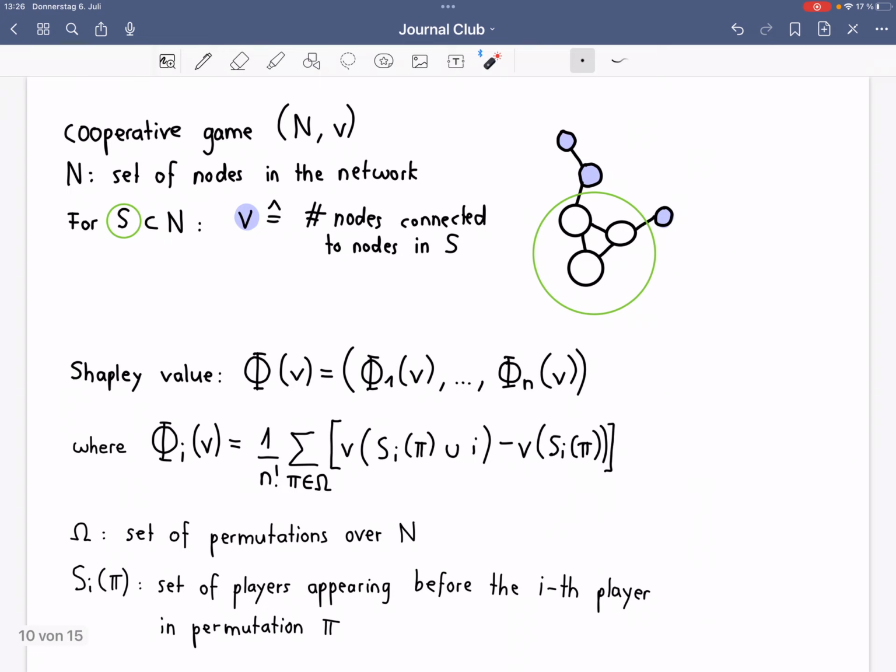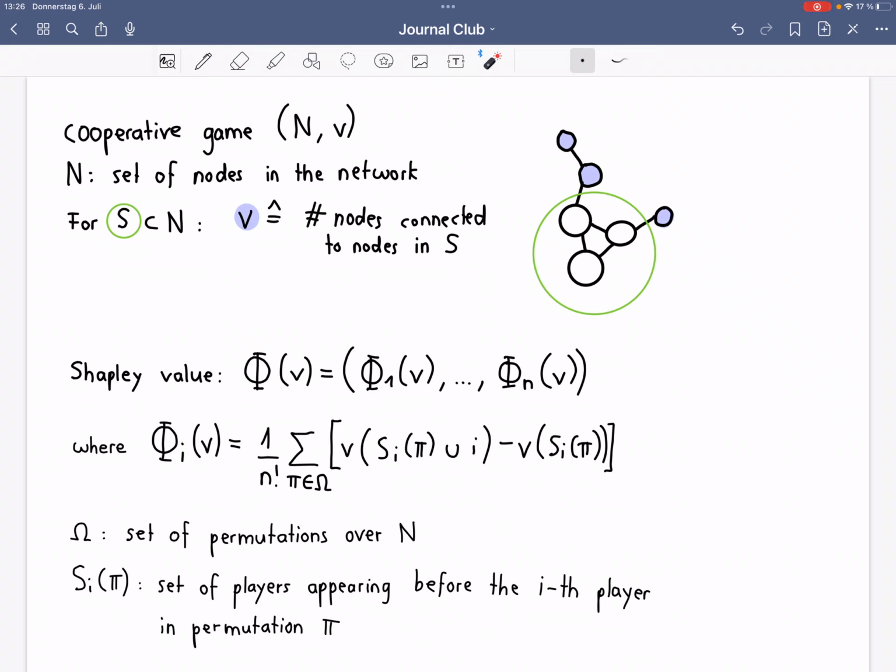First, they modeled the top K nodes problem as a cooperative game (N, v), where N is the set of nodes in the network. For each subset S of N, they defined a function v as the number of nodes that are connected to the nodes in S, representing the importance of the subset S.